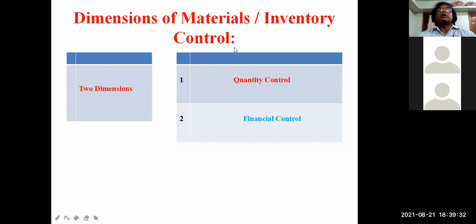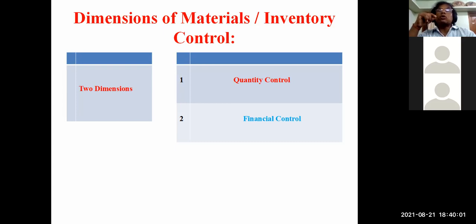Now in material control, what more things are there? Please note it. In material control, there are two dimensions. What are the two dimensions? Number one is quantity control and number two is financial control. Please remember, there are two dimensions of material control or inventory control.